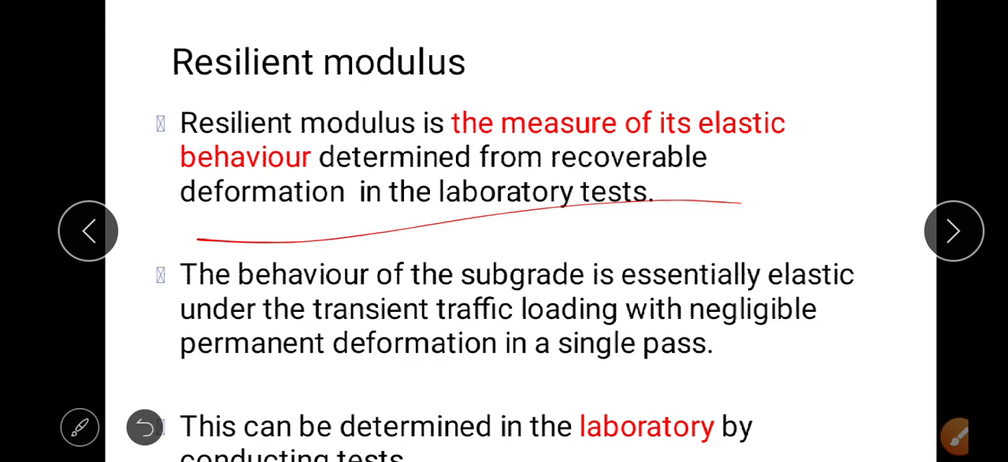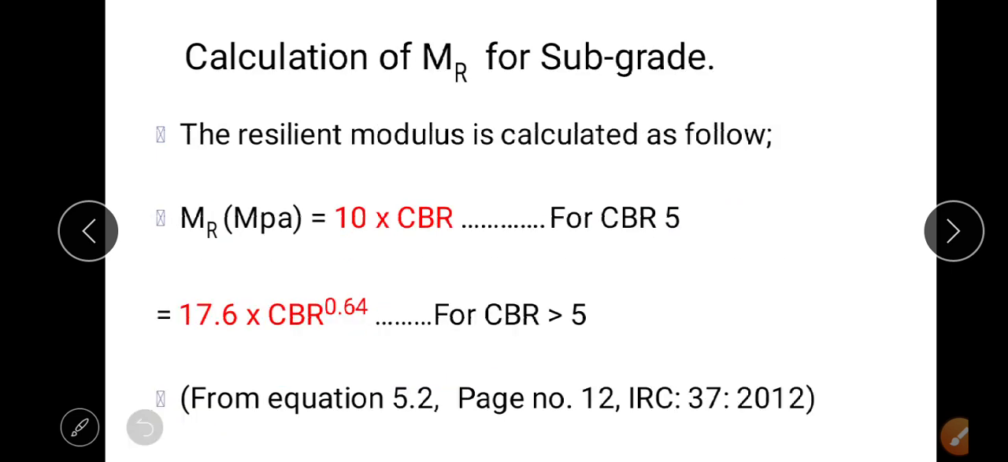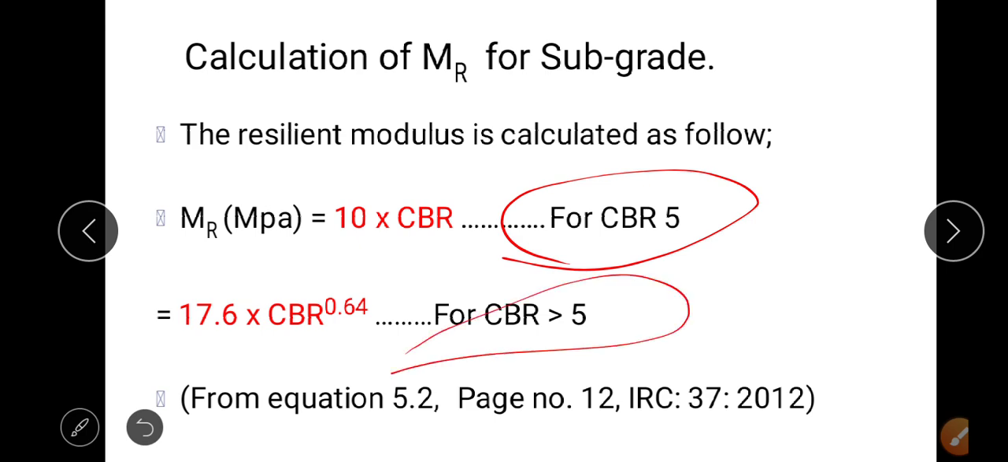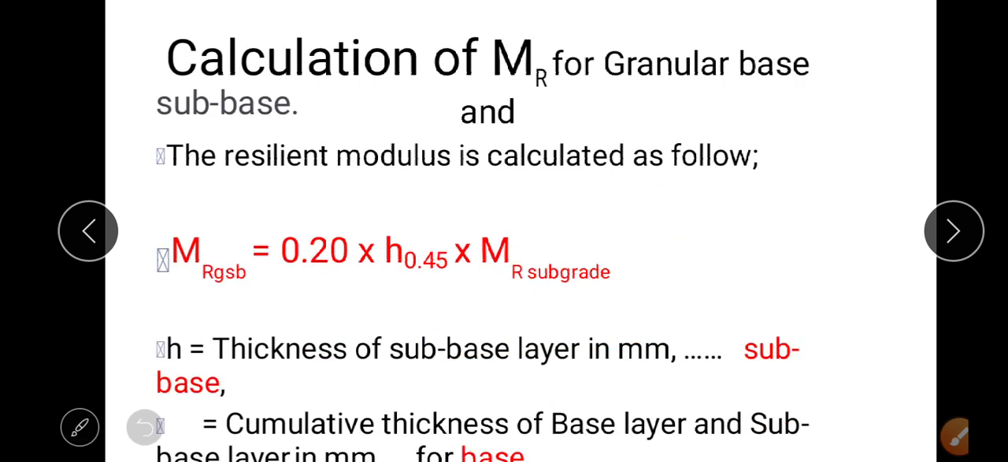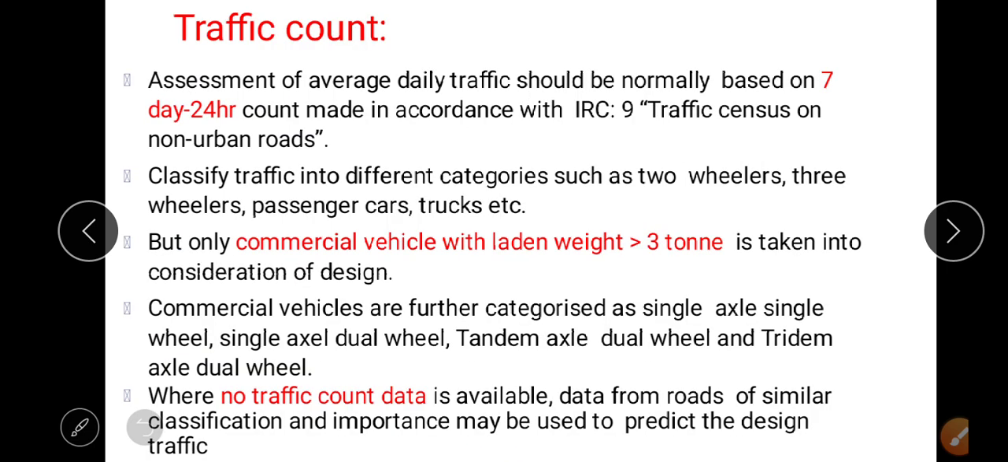The behavior of the subgrade is essentially elastic under the transient traffic loading, with negligible permanent deformation in a single pass. This can be determined in the laboratory by conducting tests. Calculation of MR for subgrade. How? The resilient modulus is calculated as below. MR in MPa, megapascal, is equal to 10 into CBR, that we have already seen, for CBR 5, if it is greater than 17.6 multiplied by CBR whole to the power of 0.64, already we have seen as per IRC 37 2012 guidelines. So it is to be scrupulously followed.